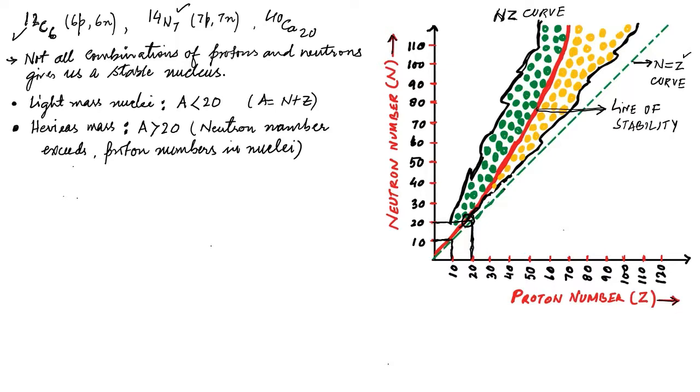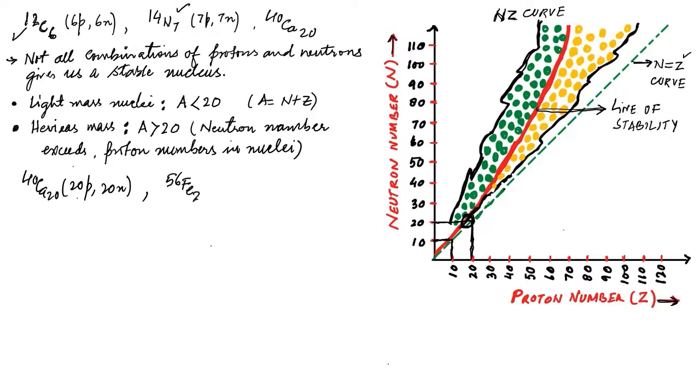You can see here that if I keep on increasing the neutron number, for example if you consider calcium-40, with 20 protons and 20 neutrons, you can see that this is very near to N equals Z, as well as to the line of stability.